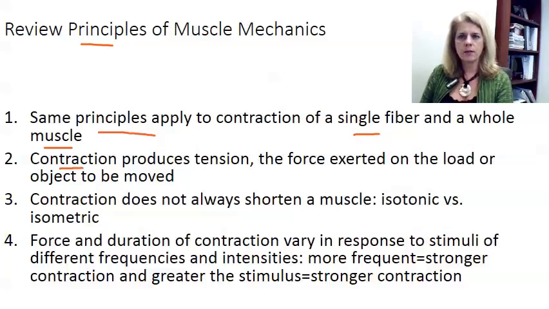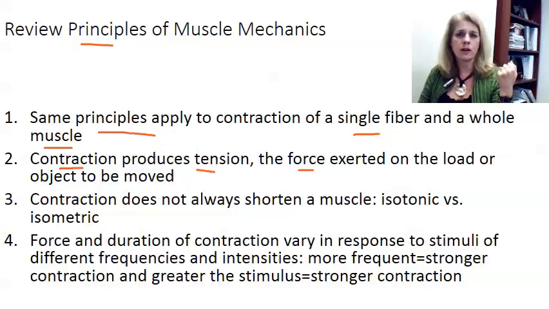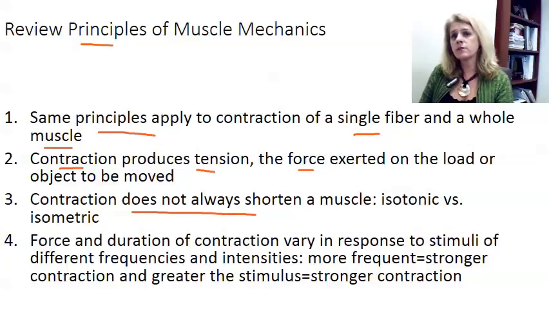Anytime you contract a muscle, that's going to produce tension, which is going to generate force. So the force is the tension, that's the contraction, that's the power that we use to lift and move things with our muscles. Contraction produces tension, which produces force. Contractions don't always mean the muscle shortens. Remember, you have isotonics and isometrics, so muscles don't always have to shorten when they're contracting.